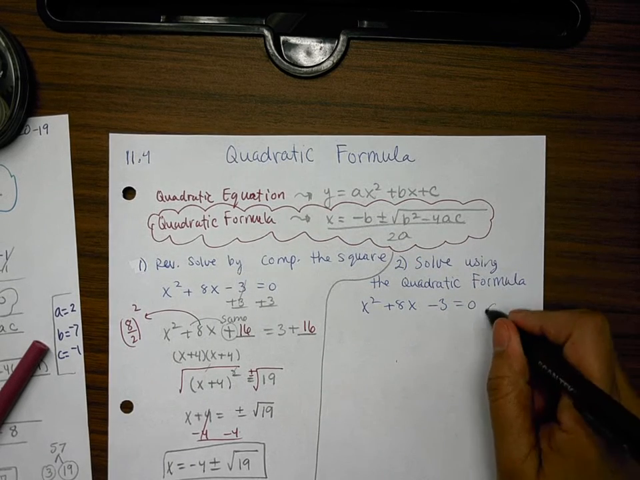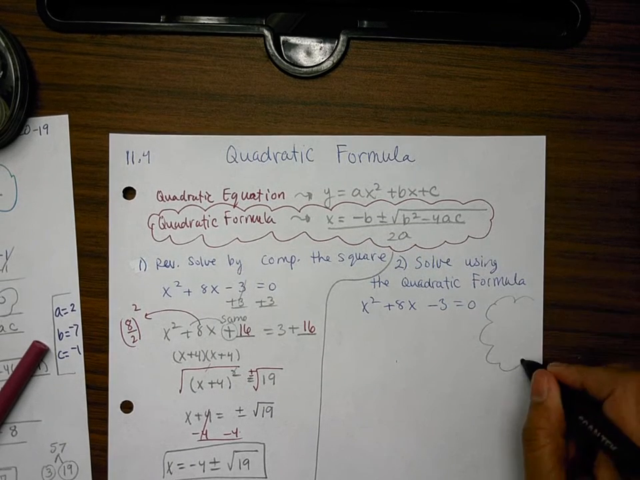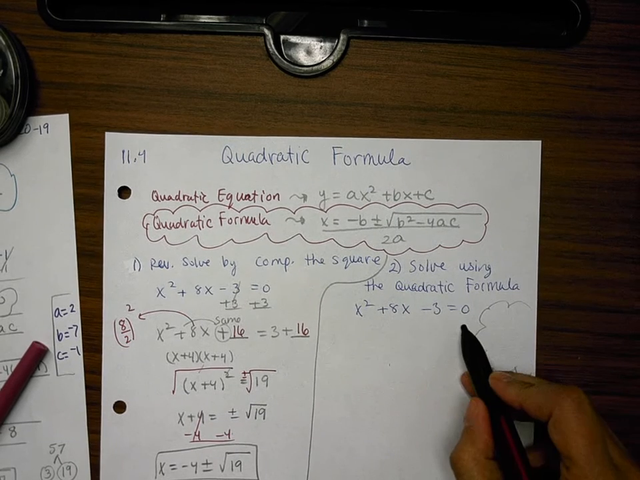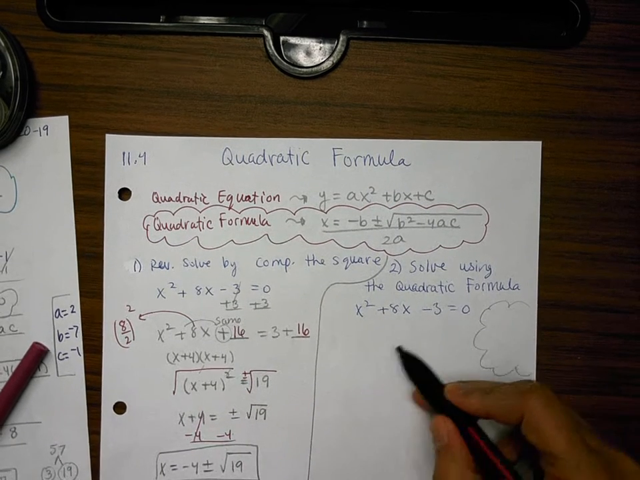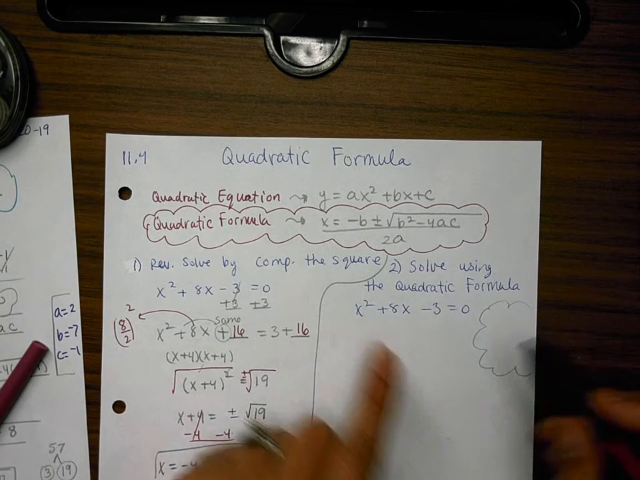First thing I'd like you to do is always label what your a, b's, and c's are. In order to find that, it has to equal 0. So if it doesn't equal 0, move everything over. It already equals 0, so we're good.